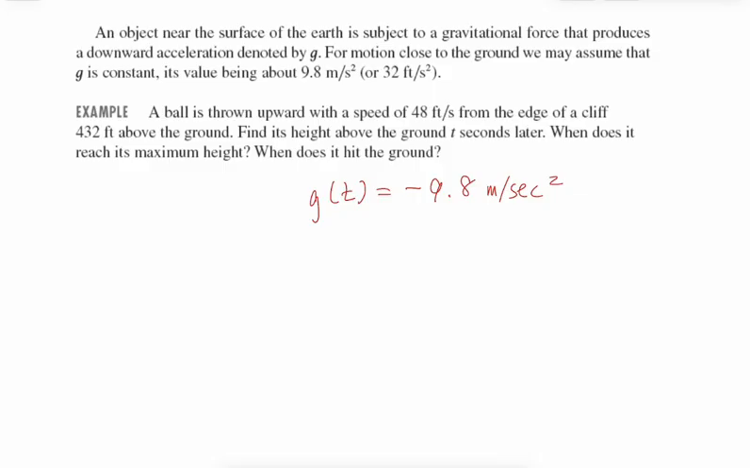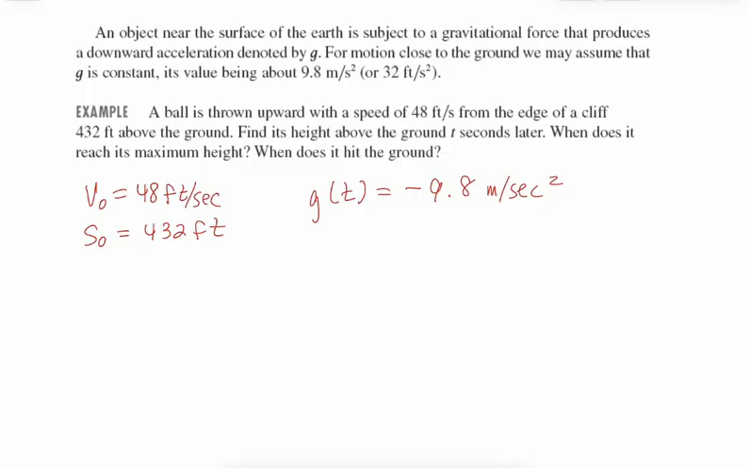It says a ball is thrown upward with a speed of 48 feet per second. So that means our initial velocity is 48. From the edge of a cliff that is 432 feet from the ground, our initial position is 432 feet. So let me say that again. If I throw it up with a force of some sort, that it's initially starting out at a certain speed, that's our initial velocity. If I'm standing at a certain height, that is the initial position. Okay? So that's what those two pieces of information are telling us.